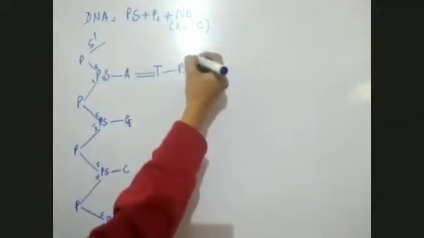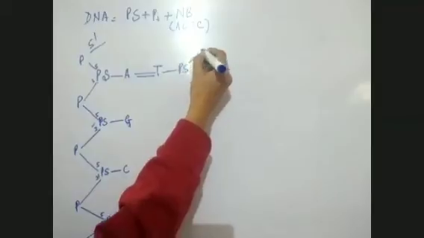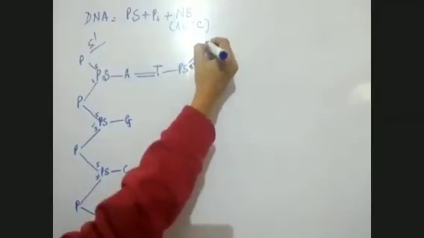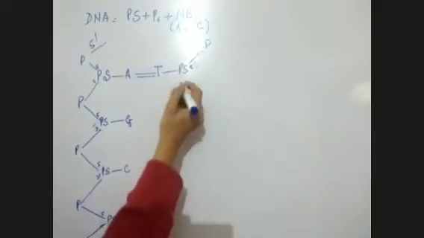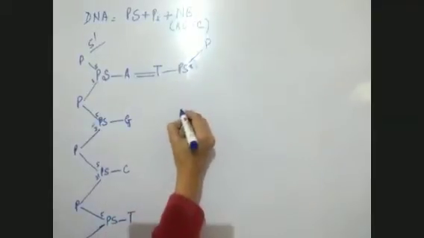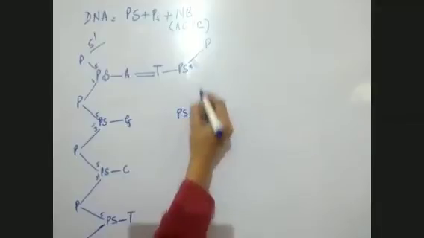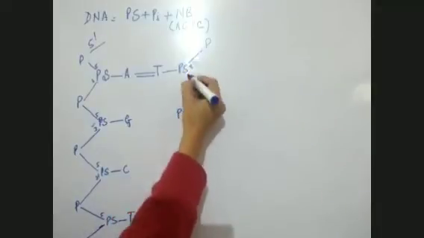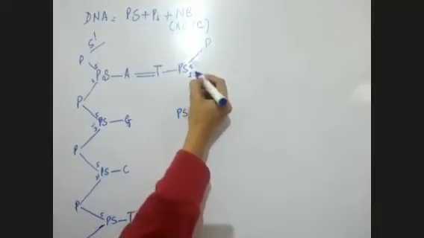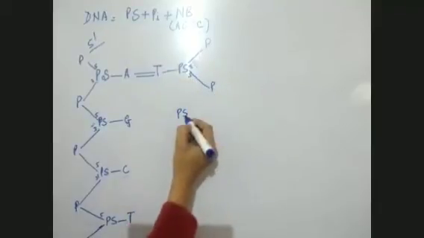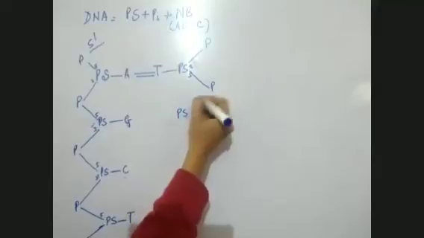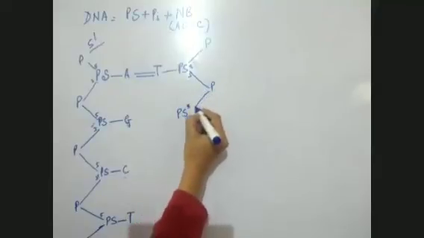Here it will start with 3 prime. That means third carbon is attached to the phosphate. Now here, another pentose sugar we have here. Now because the third is attached here from the fifth carbon, this will be attached to another phosphate. And this phosphate will be attached to this again from the third carbon.